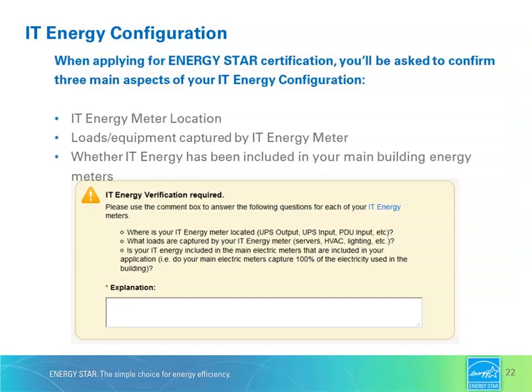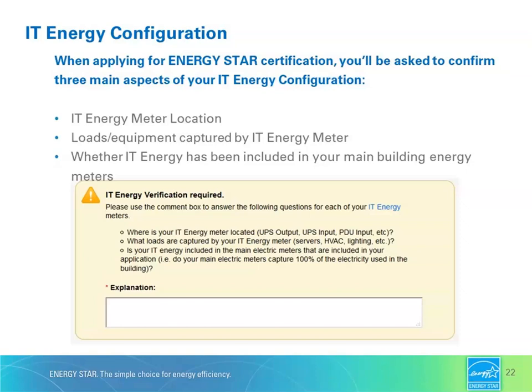To wrap up talking about IT energy configuration as a data center use detail, I wanted to go over what you'll be asked when you apply for Energy Star certification with the data center, assuming you're metering your IT energy. In the eligibility details section of your online application process, you'll see the alert shown here, which asks for 3 pieces of information. First, where is your IT energy meter physically located? Second, what loads does it capture? And third, is your IT energy included in your main building electric meters? That is, do your main electric meters capture 100% of electricity used in the building?